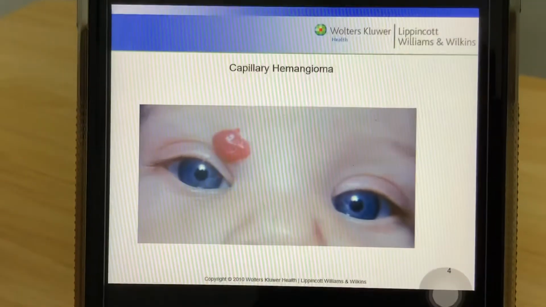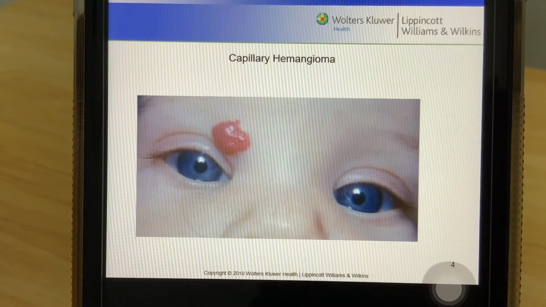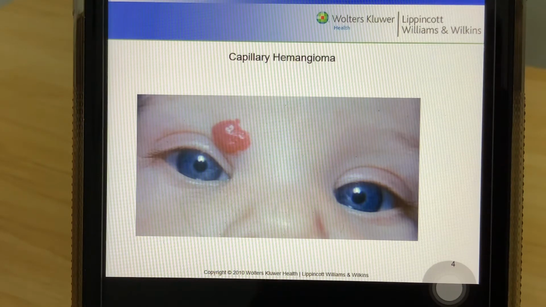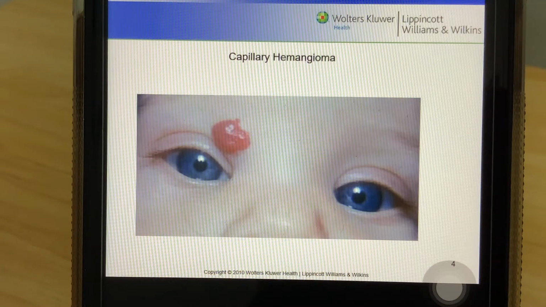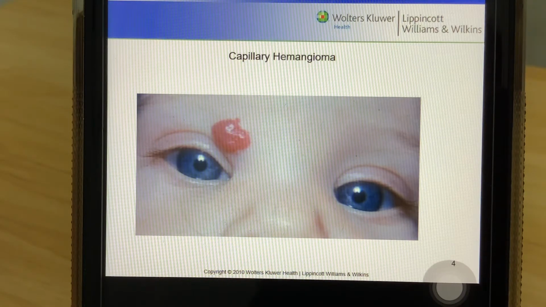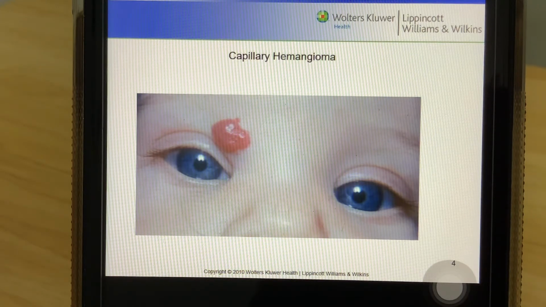Okay, so these are examples of blood vessel abnormalities. This child has a focal capillary hemangioma. This is the most common tumor in infancy, and small ones like this usually resolve on their own with no residual problems. They look reddish like this.